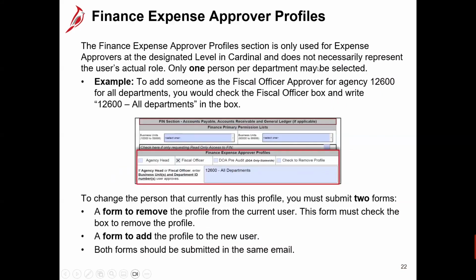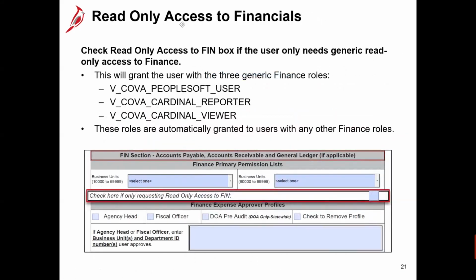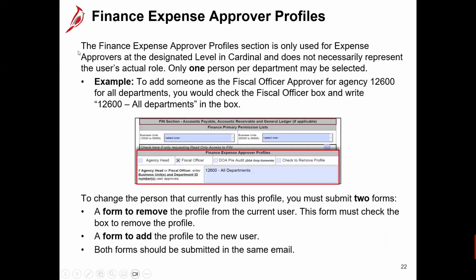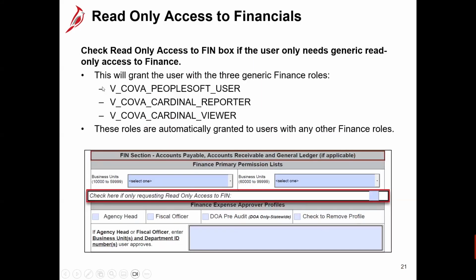We have a section after this that says, check read-only access to FinBox if they only need generic read-only access to finance. What this does is it provides them with 3 roles: the PeopleSoft user role, the Cardinal reporter role, and the Cardinal viewer role. These roles are automatically granted to users if they have any other finance roles.